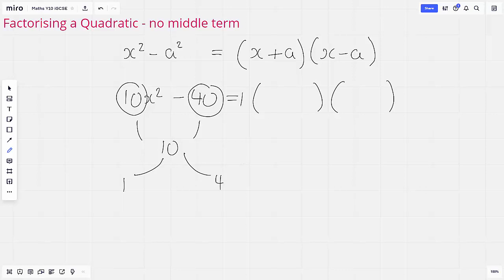So I can pull out a 10, and I'll end up with x squared, so I'll get an x times an x, and instead of 40 I'll get a 4. 4 is 2 squared, so I'm going to get a 2 in there and a 2 in there, clearly a plus 2 and a minus 2. So this is my solution. Remember, the difference is I've got the 10 outside the brackets.